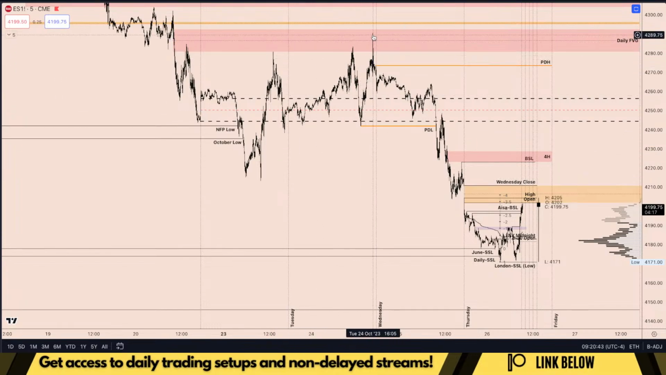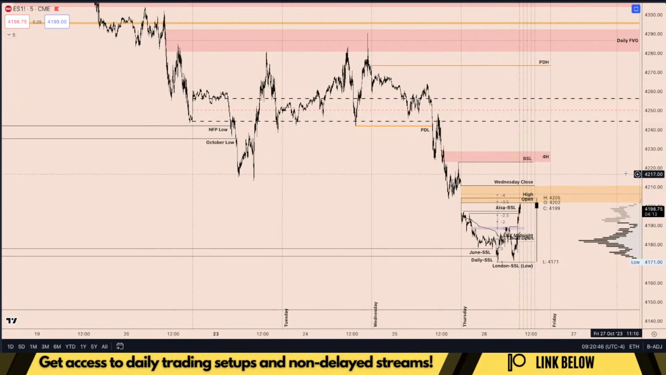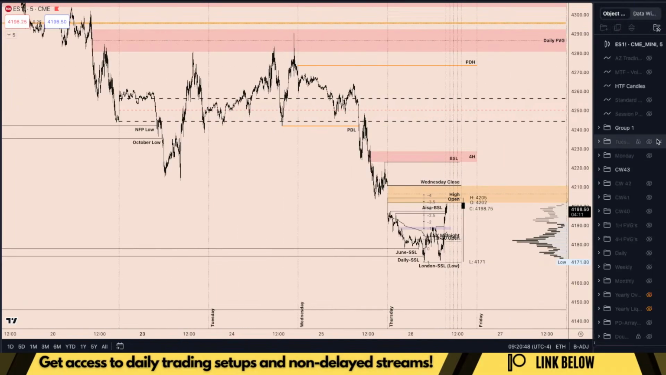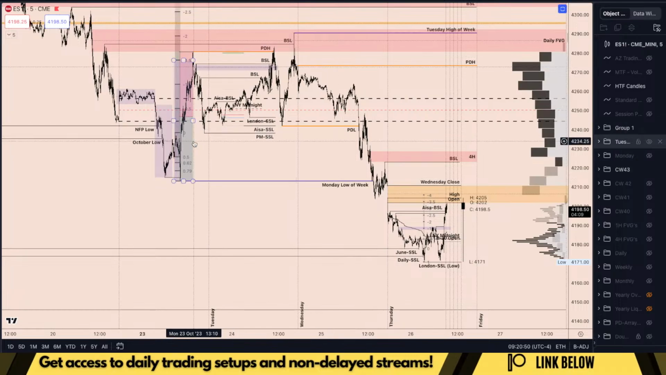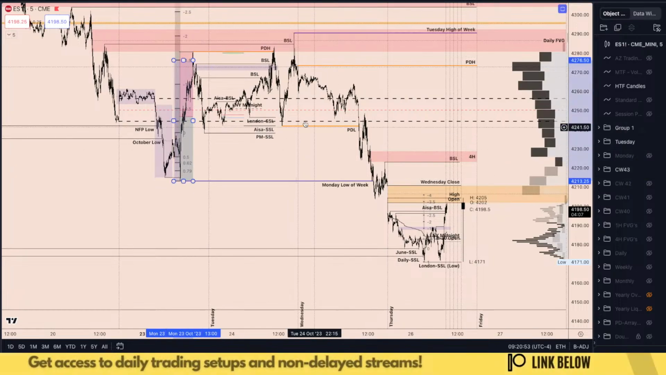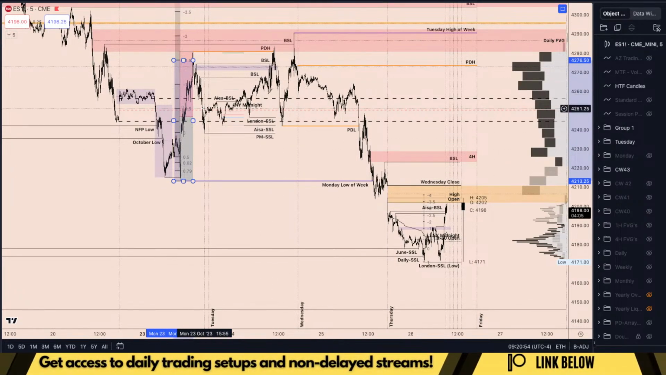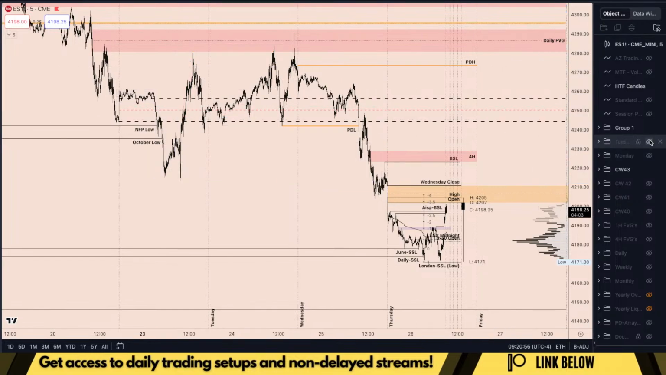So right now, Tuesday high of the week is in place. On which folder is that? Tuesday. Yeah, there we go. So we formed the high of the current week on Tuesday.